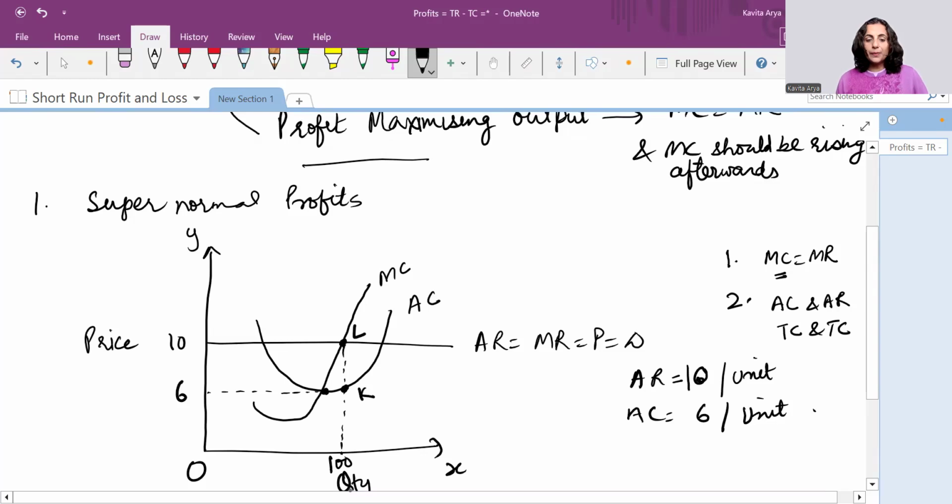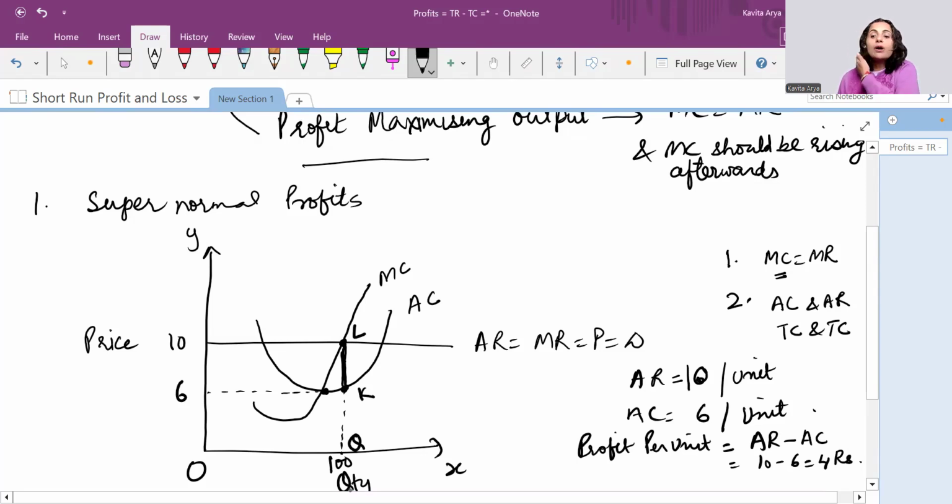So what is going to be the totals? This is per unit profit, because how do we find profit? The profit per unit would be AR minus AC, and that is equal to 10 minus 6, that's equal to 4. So 4 rupees per unit is saved, and hence that is profit.